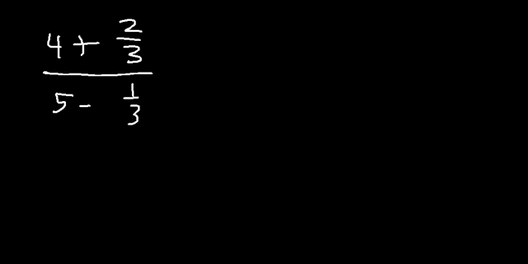But now let's say you have this problem, 4 plus 2/3 over 5 minus 1/3. What would you do in this situation? So here we have a complex fraction. In a situation like this, multiply top and bottom by the common denominator, which is basically 3.